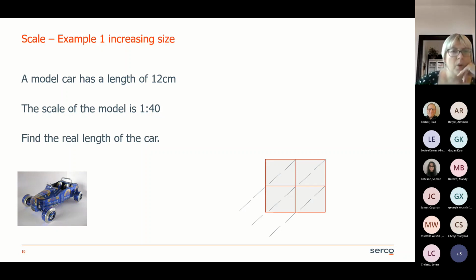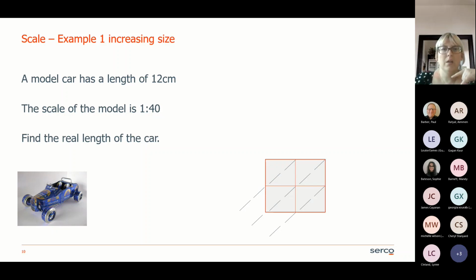Okay, so a model car has a length of 12 centimetres. The scale of the model is 1 to 40. Find the real length of the car. So this information, 1 to 40, means that for every 1 centimetre of the model car, this is equal to 40 centimetres in real life. So the dimensions of the car are 40 times bigger than the model version.